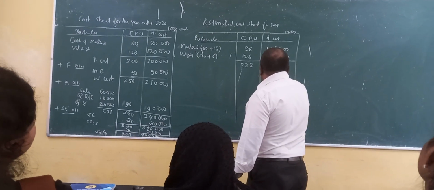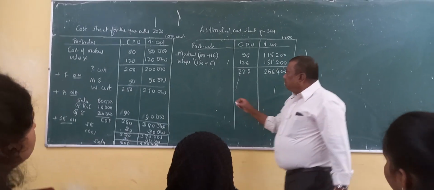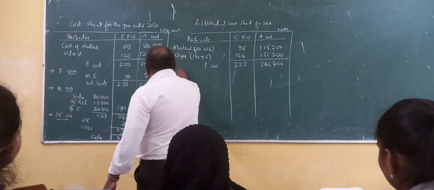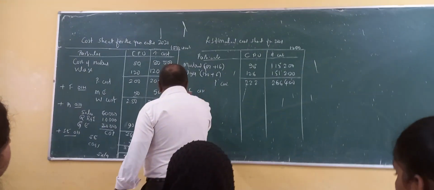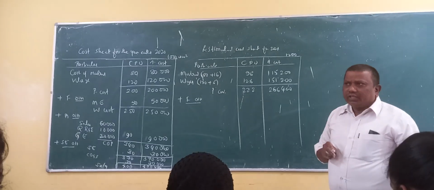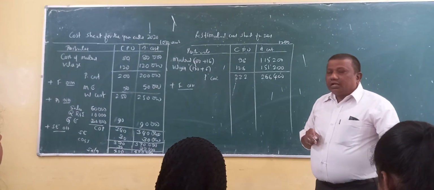2,66,400. 2 lakh 66,400, right? Yes, sir. This is prime cost. Add factory overhead. For what? See, what are they telling you? Manufacturing expenses will rise in proportion to the combined cost of materials and wages.